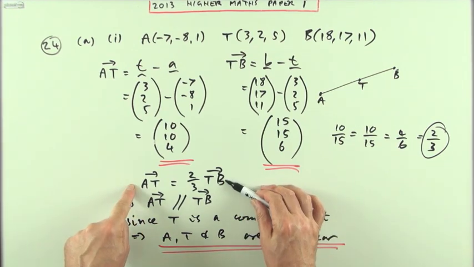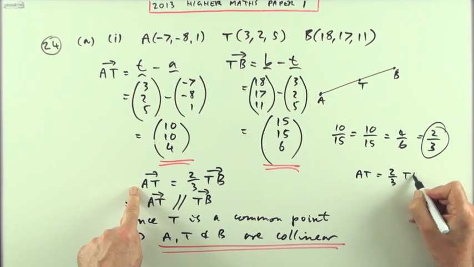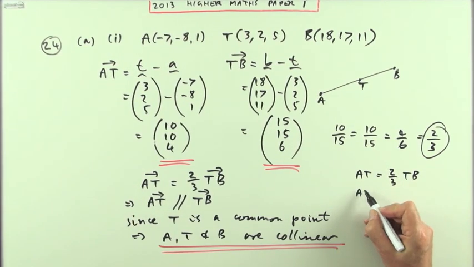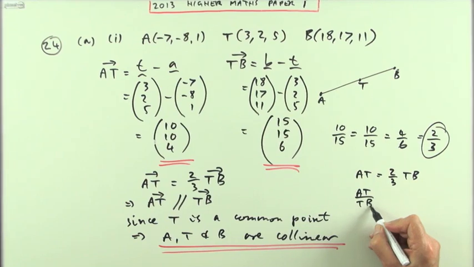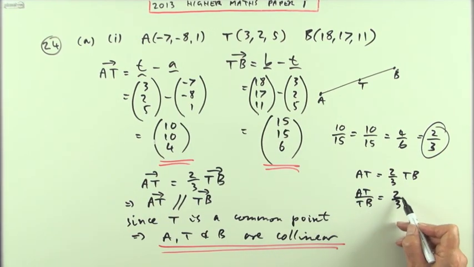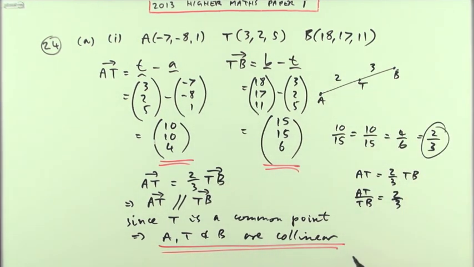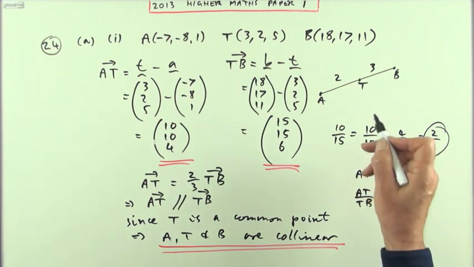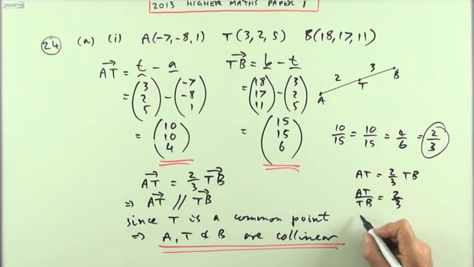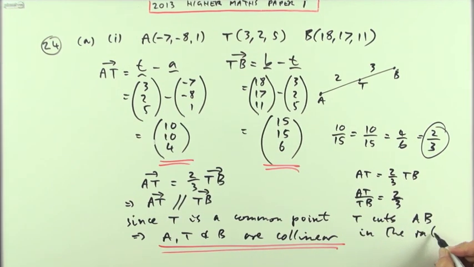And the ratio just comes from this expression here. I've got AT equals 2/3 of TB. Writing it as a fraction, because that's what a ratio is, it's a fraction. I've got the fraction that AT is of TB is 2 over 3. So that must be 2 and that must be 3. So when it says, what ratio does T cut AB? I've not left myself a lot of room. T cuts AB in the ratio 2 to 3.